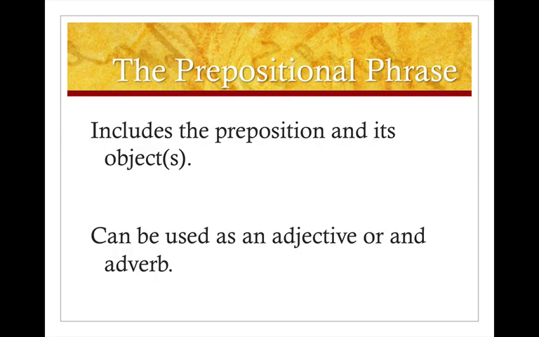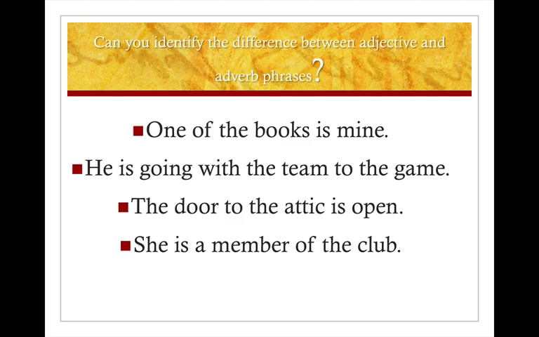The first phrase we studied was the prepositional phrase, and we remember that the prepositional phrase includes the preposition and its object, or more than one object sometimes. The prepositional phrase can be used as an adjective or an adverb. Looks like I've got a little typo there on my slide, doesn't it? Should say or as an adverb. I guess I got in a hurry.